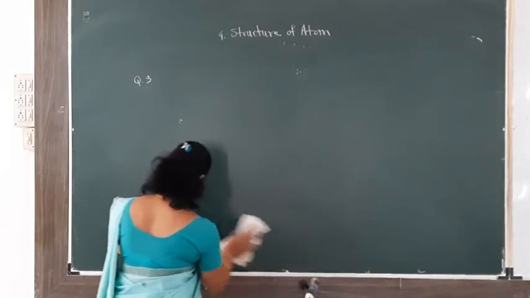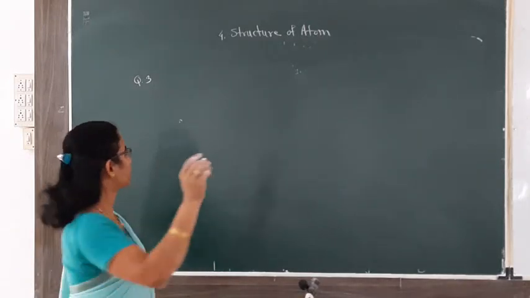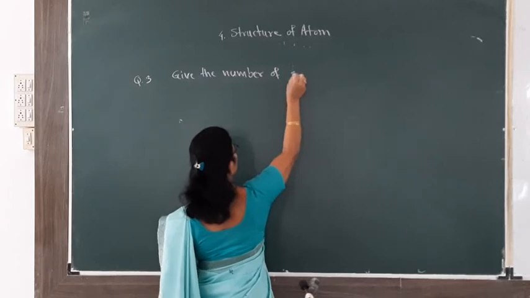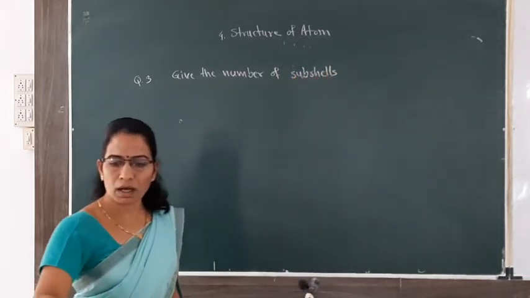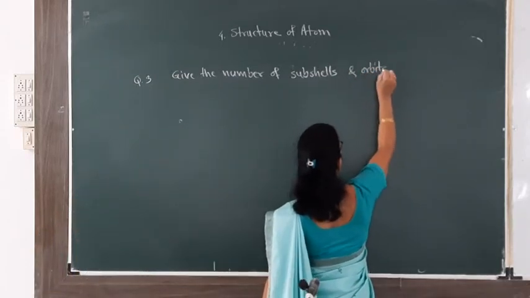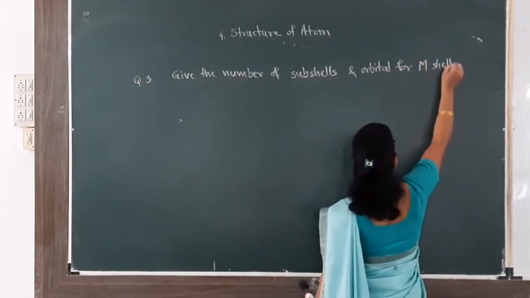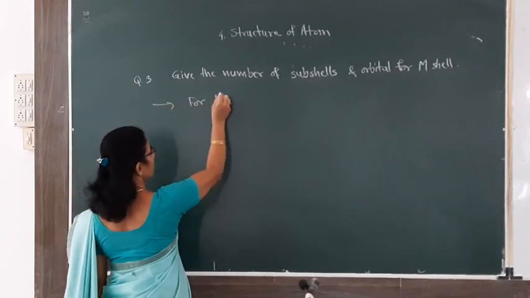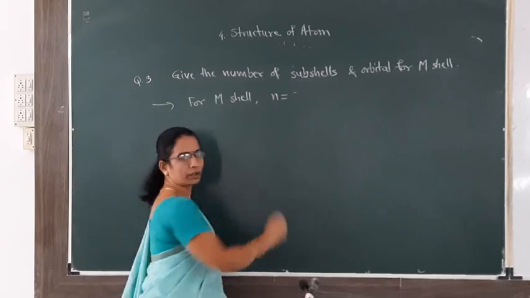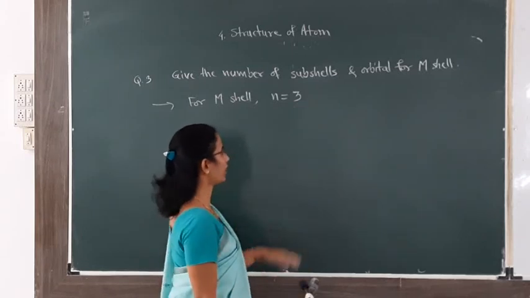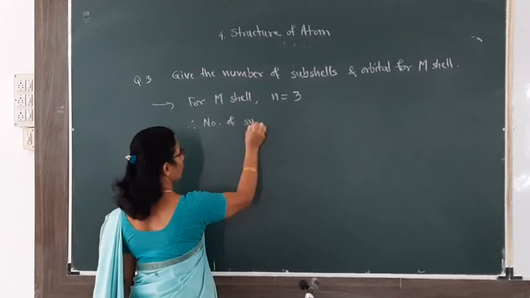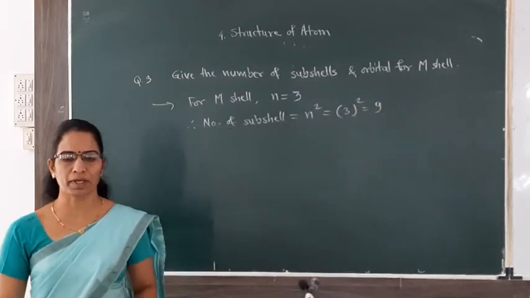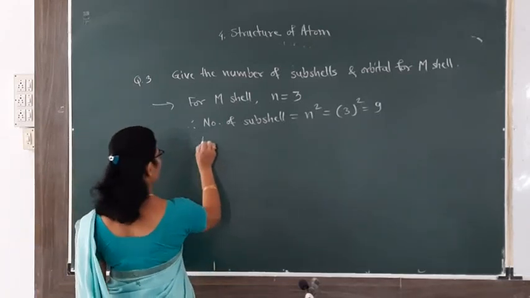Give the number of subshells and orbitals for the M shell. You have to find the number of subshells for the M shell. Now let's see, for the M shell, what is the value of n? n is equal to 3, right? K, L, M, that is the third shell. And therefore, for the number of subshells, you know the formula: the number of subshells for a given shell is n square, that is 3 square, meaning 9 subshells will be present in the M shell. Similarly, the number of orbitals.